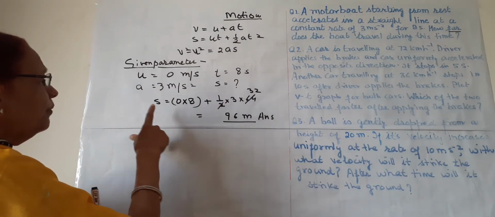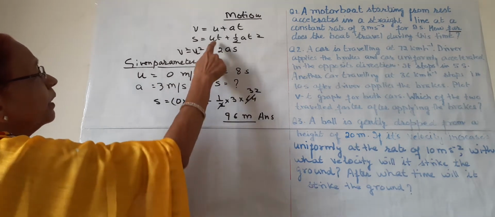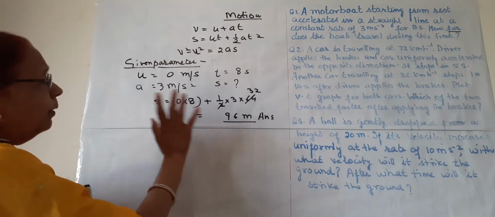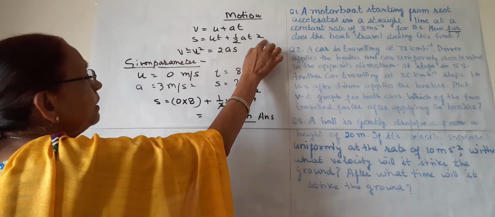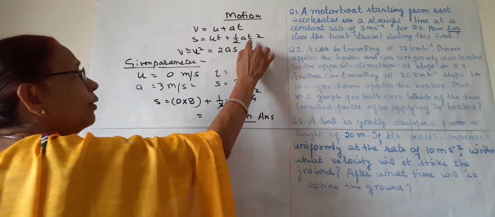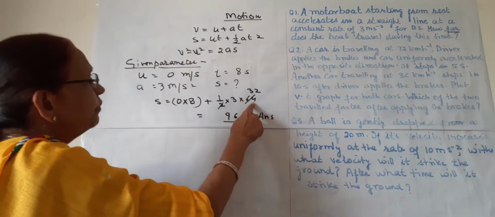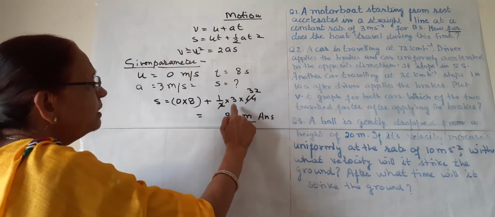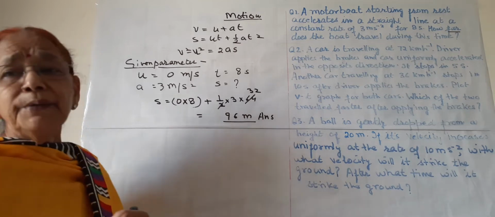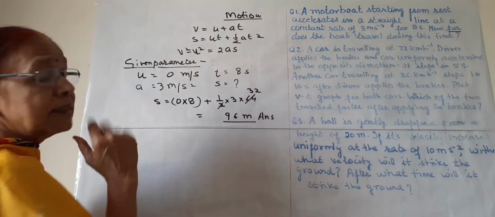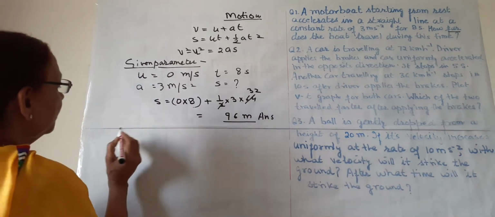Is it clear to all of you? s is equal to ut, u is 0 into t, plus half into a, a is 3, t square, t is 8, so t square will be 8 8s are 64. When we solve this, we get 32 into 3, 96 meters. The distance is 96 meters. So this is how the first is calculated.